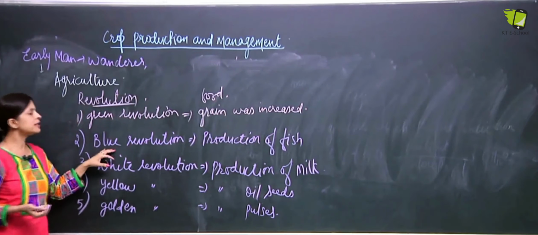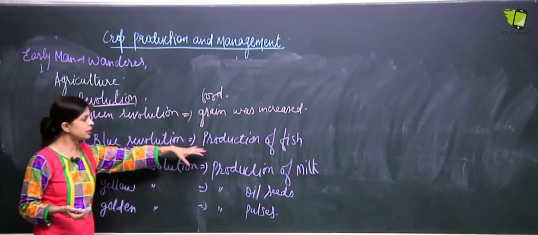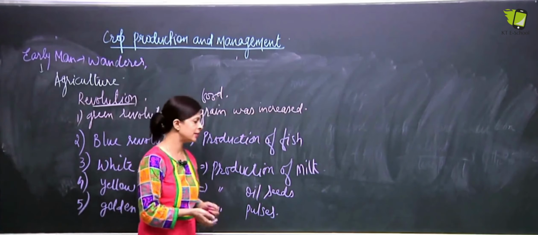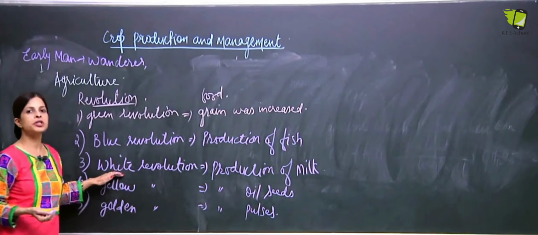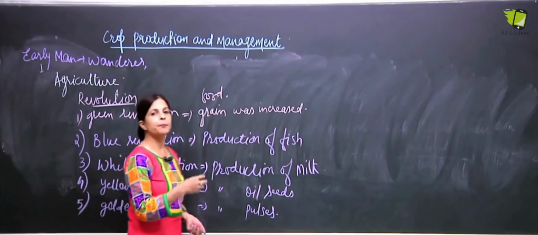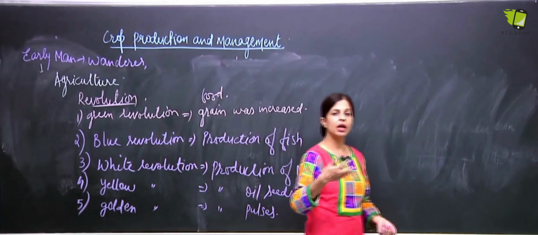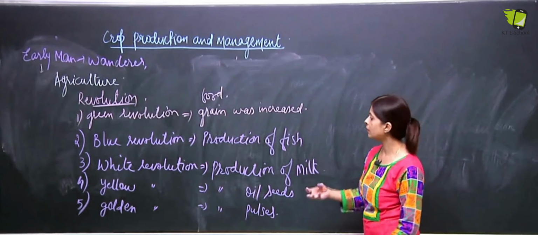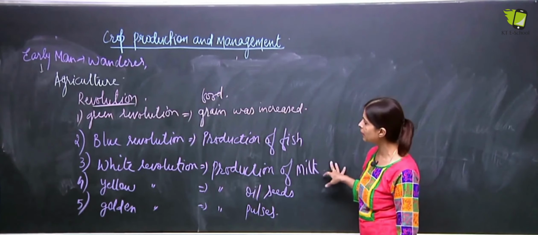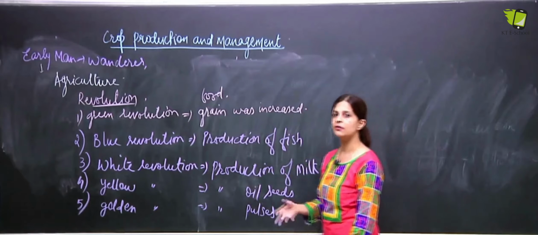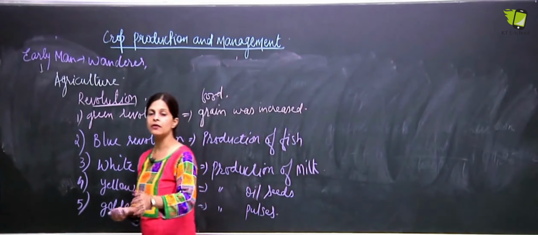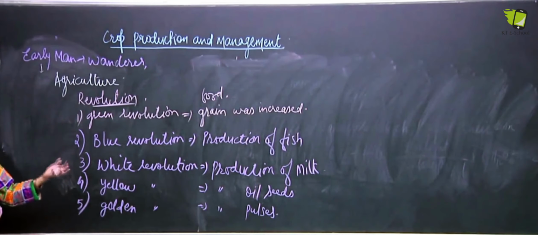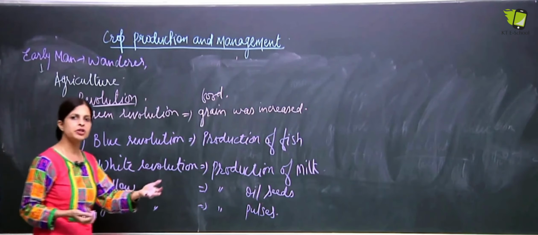Now second is blue revolution, which includes the production of the fishes, and how the production of fishes can be increased. Similarly, white revolution, a very famous revolution, okay, it deals with how the production of milk can be increased, how milk products, dairy products can be focused on, production can be increased. Then yellow, oil seeds. Which are the oil seeds? Like say sunflower, soya bean, mustard. How the production of these seeds can be increased so that the production of oil can increase.